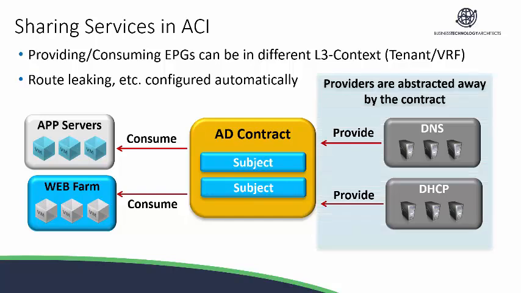So what actually happens when we're sharing services in ACI? You can see here that we have providing and consuming EPGs, which can be in a different layer 3 context. Route leaking is configured automatically between tenants. So you can actually see from a shared services perspective, if we needed to share services like DNS and DHCP, we can provide that through an AD contract and then allow app servers and web to consume those specific services. But how does that actually happen?